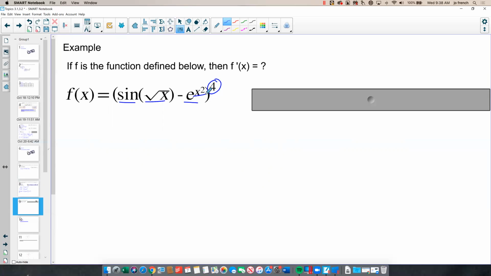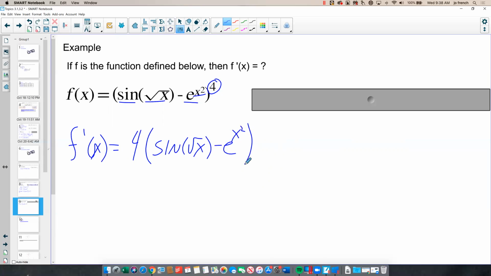Here's what I mean. Let's start by taking the derivative of the outside operation, which is raising to the fourth power. I'm raising something to the fourth power. So that would mean that I bring down the 4, leave the inside alone. So sine of the square root of x minus e to the x squared. All of that is now raised to the third power because of the power rule. Then I multiply by the derivative of the inside.